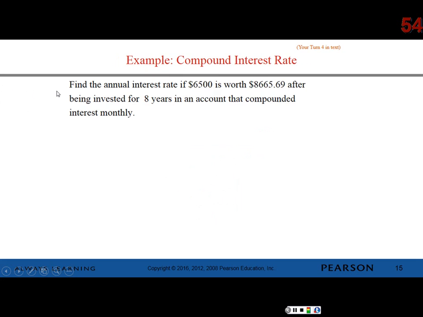So here's an example of compound interest rate if you need to find it. Find the annual interest rate if $6,500 is worth $8,665.69 after being invested for 8 years in an account that compounded interest monthly.